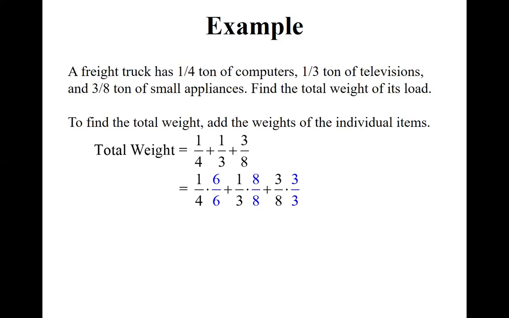That gives us 6/24 plus 8/24 plus 9/24. Keep the 24 on the bottom, add across the top. 6 plus 8 is 14. 14 plus 9 is 23. So 23/24 tons is the total weight. And that is it for this topic.